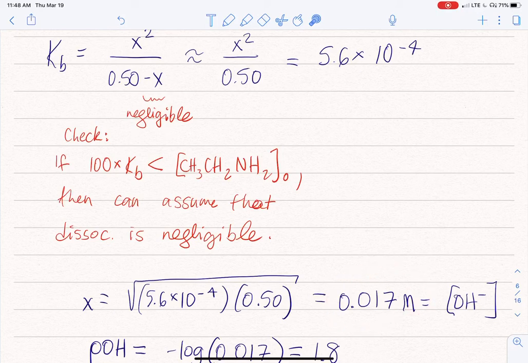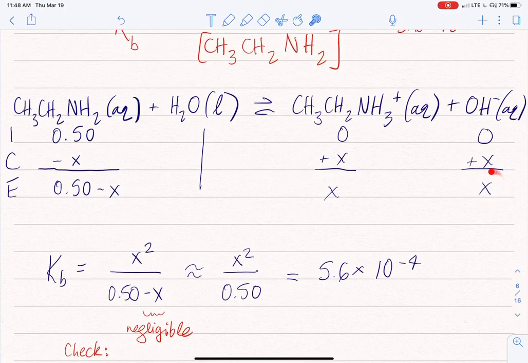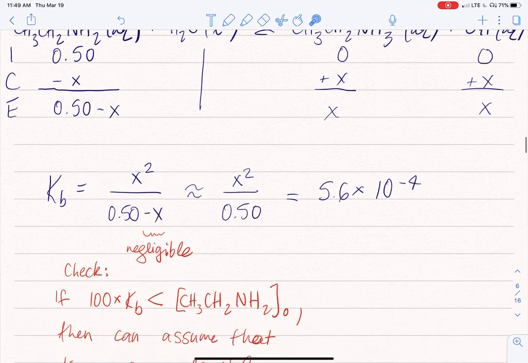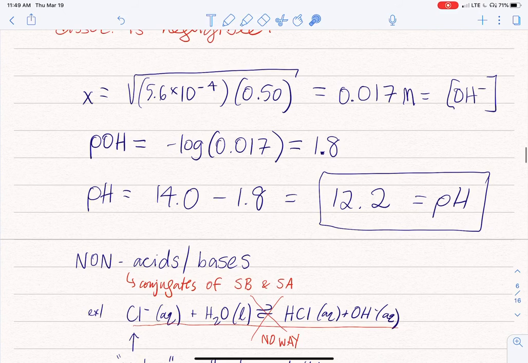Now, what is X? Always go back to your ICE chart to figure out what X actually represents. So looking at my ICE chart, X is the concentration of hydroxide. It's also the concentration of ethyl ammonium. But the important thing here, since I want to calculate the pH, is the fact that it's the concentration of hydroxide, because hydroxide is going to lead me down the road to the pH.